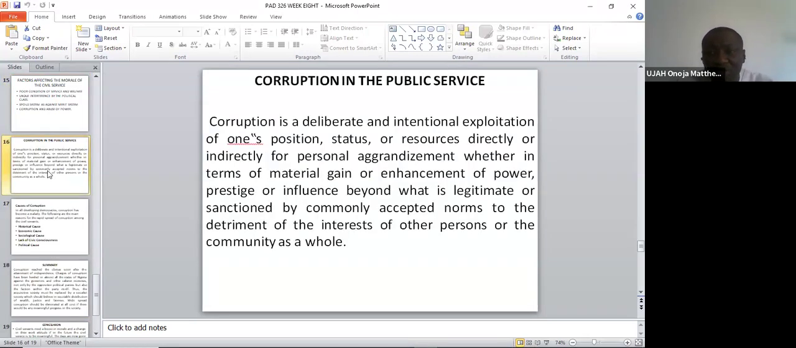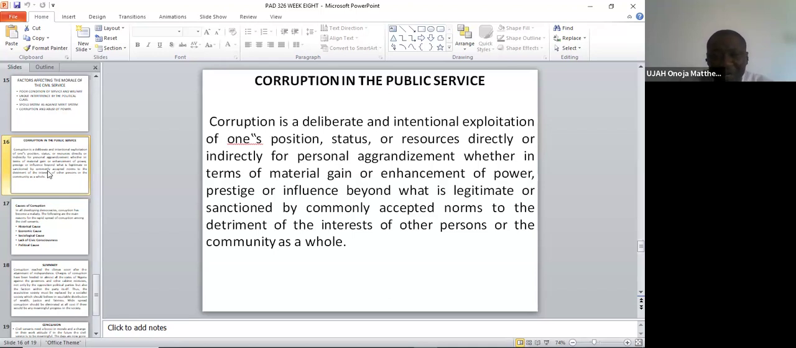Also, the issue of corruption in the civil service is one that brings down the morale of the employees within the service, and any system where corruption rages at an alarming rate is one that would have low levels of productivity. Corruption is a deliberate and intentional exploitation of one's position, status, or resources, directly or indirectly, for personal advantage, whether in terms of material gain or enhancement of power, prestige, or influence, beyond what is legitimate or sanctioned by commonly accepted norms, to the detriment of the interest of other persons or the community as a whole.